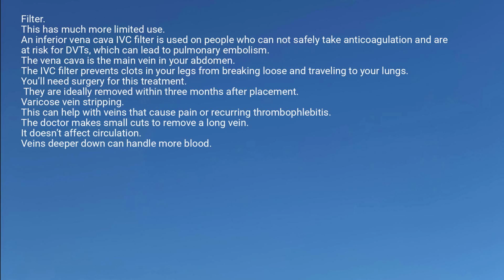Filter. This has much more limited use. An inferior vena cava IVC filter is used on people who cannot safely take anticoagulation and are at risk for DVTs, which can lead to pulmonary embolism. The vena cava is the main vein in your abdomen. The IVC filter prevents clots in your legs from breaking loose and traveling to your lungs. You'll need surgery for this treatment. They are ideally removed within 3 months after placement.